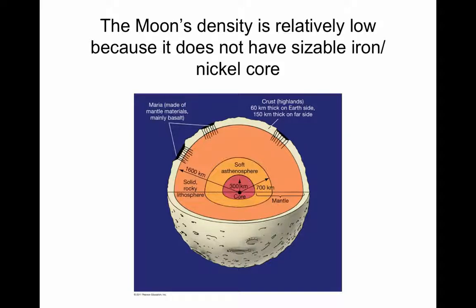Because the moon has a very small core, it doesn't have as high a density as the Earth. The Earth's average density is about 5 grams per cubic centimeter. That's between that of rock and metal. The moon's average density is about 3 grams per cubic centimeter, which is basically the density of rock.